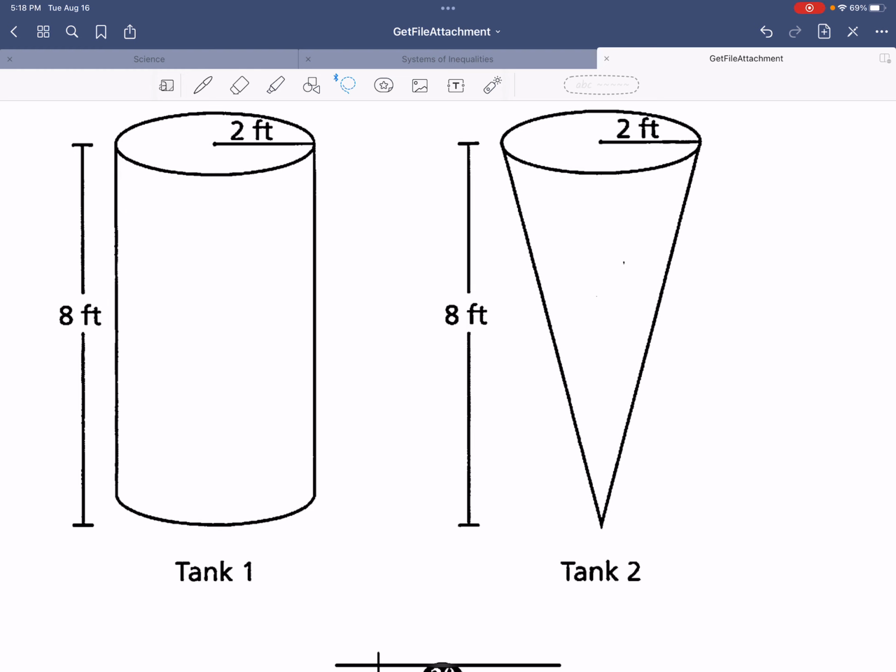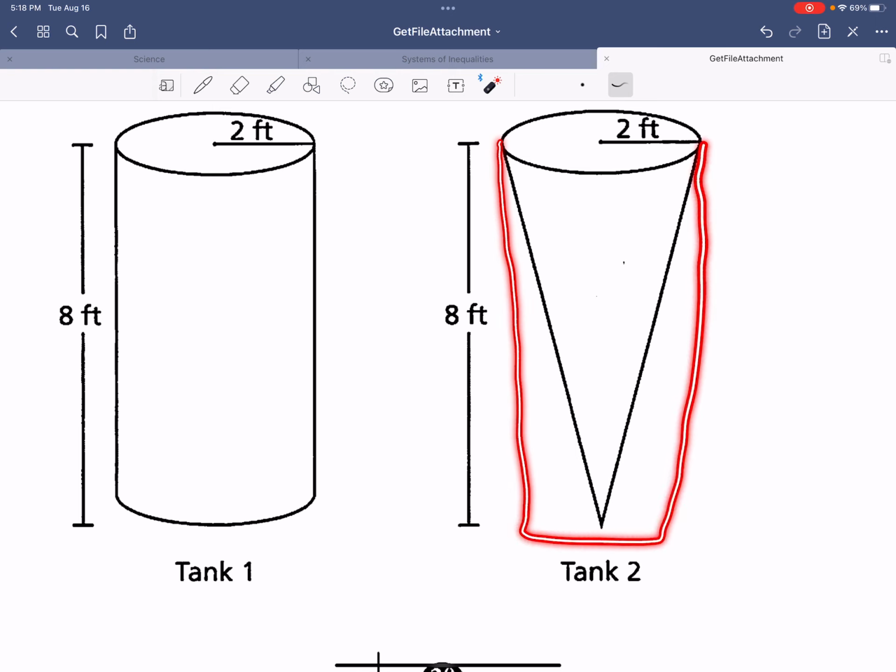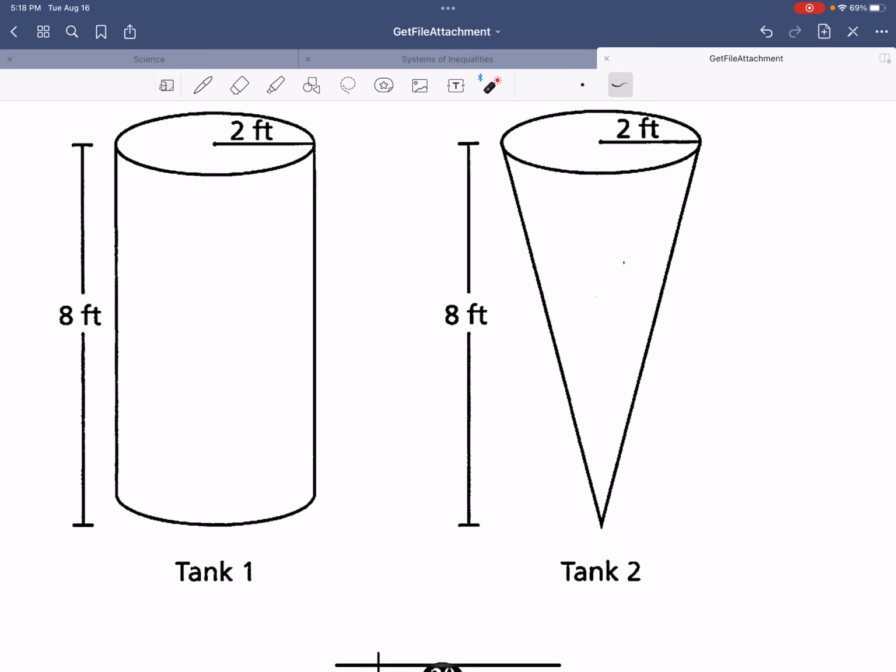They're the same height. They have the same radius. Both are 2 feet or 4 feet in diameter. Do they hold the same amount of water? Just looking at them, clearly that's a no, because this one is missing a whole bunch of its lower half. So even though the radius is the same and the height is the same, I can tell you that tank 2 holds less water. That's just common sense. I can look at that and tell you.